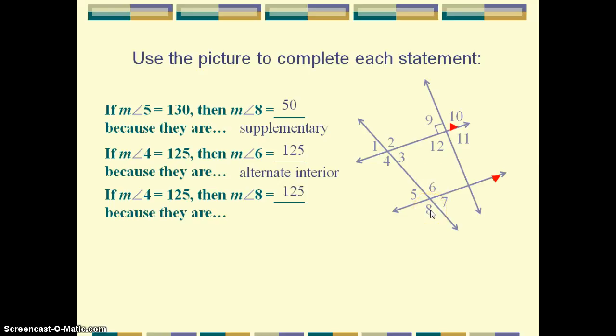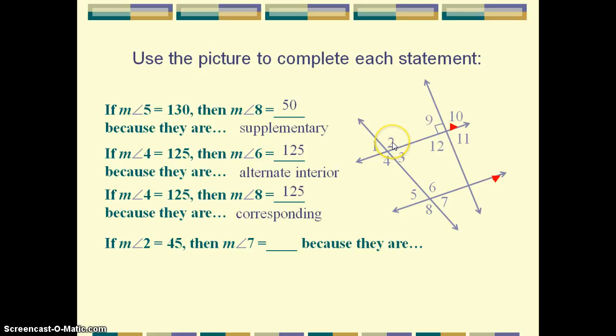These are going to be congruent because they are corresponding angles. Next one. The measure of angle 2 is 45, and I'm trying to find the measure of angle 7. Well, I see that these are on the same side and they're on the outside of the parallel lines. So these are going to be consecutive exterior, which makes them supplementary. So the measure of angle 7 is going to be 135 because they are consecutive exterior.